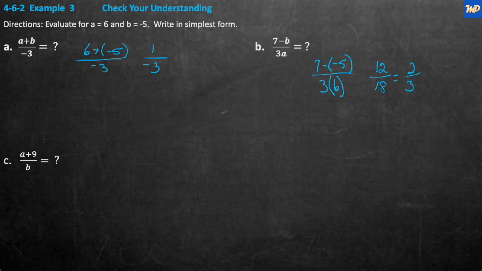Let's do this one, C. So C says 6 plus 9 over minus 5. 6 plus 9 is equal to 15 over minus 5, which is equal to minus 3, because the 5 divides into the 15. And we get a 3, and the minus sign stays, so it's minus 3, negative 3.